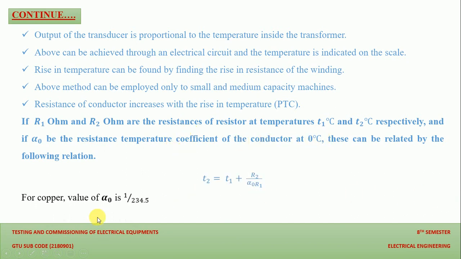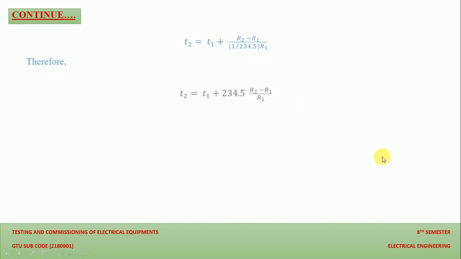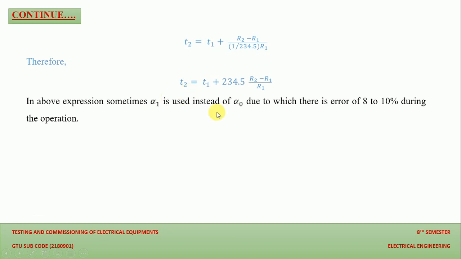For copper, the value of alpha 0 is standard, that is 1 upon 234.5. So let us place this value in the given formula. T2 is equal to T1 plus (R2 minus R1) into 1 upon alpha 0, with alpha 0 replaced by 1 upon 234.5, times R1. Therefore T2 is equal to T1 plus 234.5 into (R2 minus R1) divided by R1. So this is the expression.